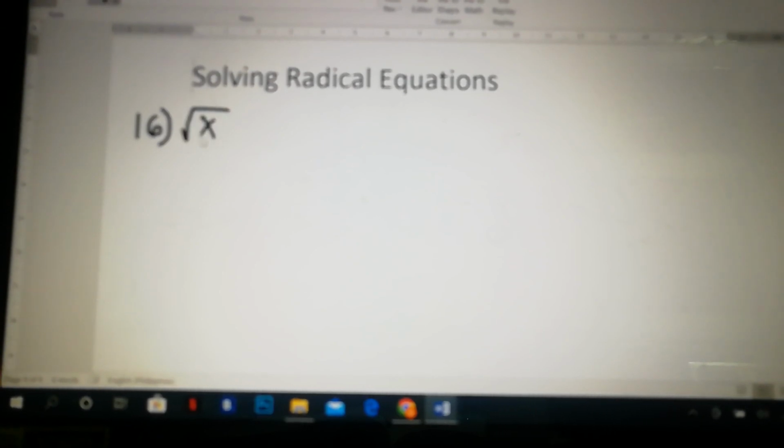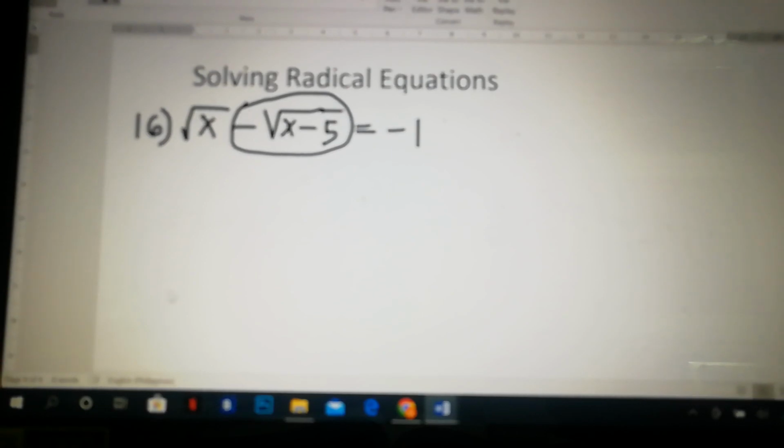Square root of x minus square root of x minus 5 is equal to negative 1. Okay, so the answer is negative 1, no? So since this is negative, the whole expression, we need to transpose that to the other side of the equation.